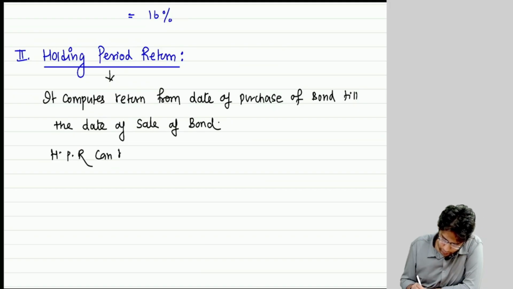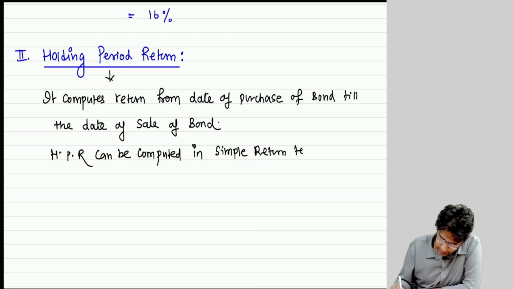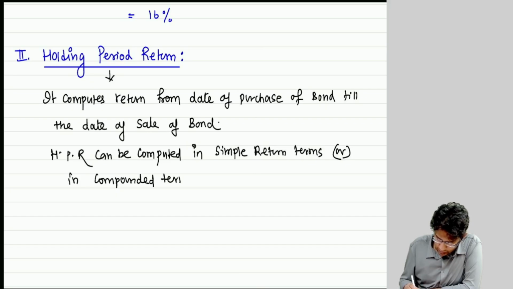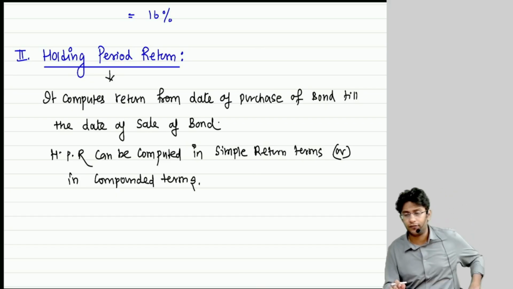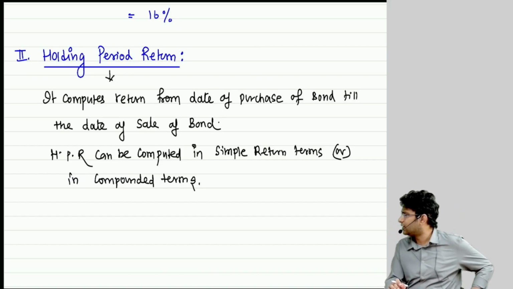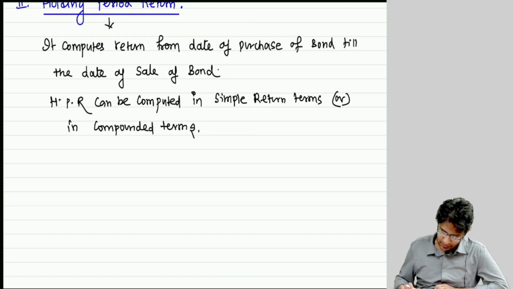HPR can be computed in simple return terms or in compounded terms. The question will tell you which one you have to do, sir. If nothing is given, generally we prefer simple terms.